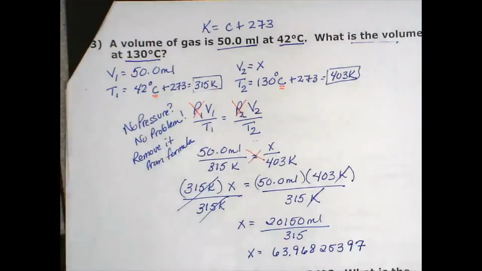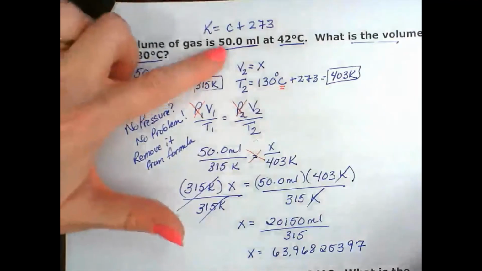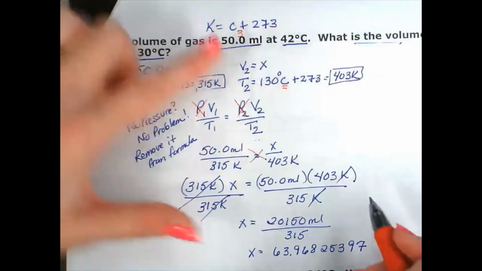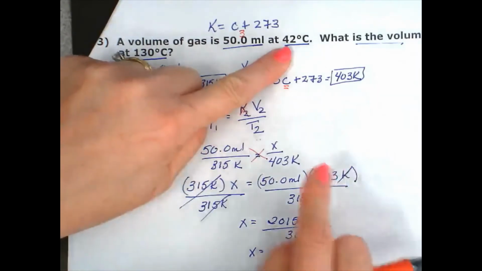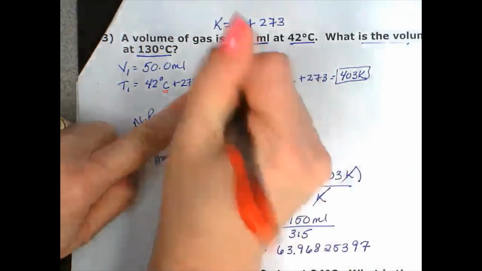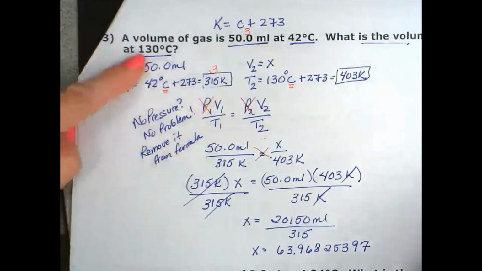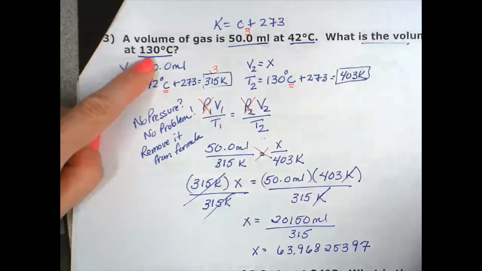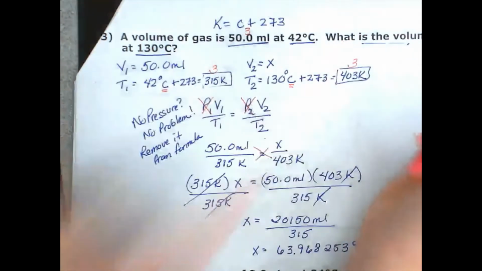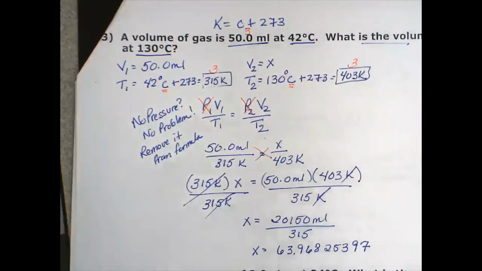Can we keep all these digits? No, we got to go back up to the problem and figure out how many sig figs we can use. How many sig figs are in 50.0? 3. When it comes to the temperature, I'm not using 42 in the formula. I'm using the Kelvin temperature, which had 3. And I'm not using 130 as the temperature. I'm using the Kelvin temperature, which is 403. So in this case, my answer has to have 3 significant figures.